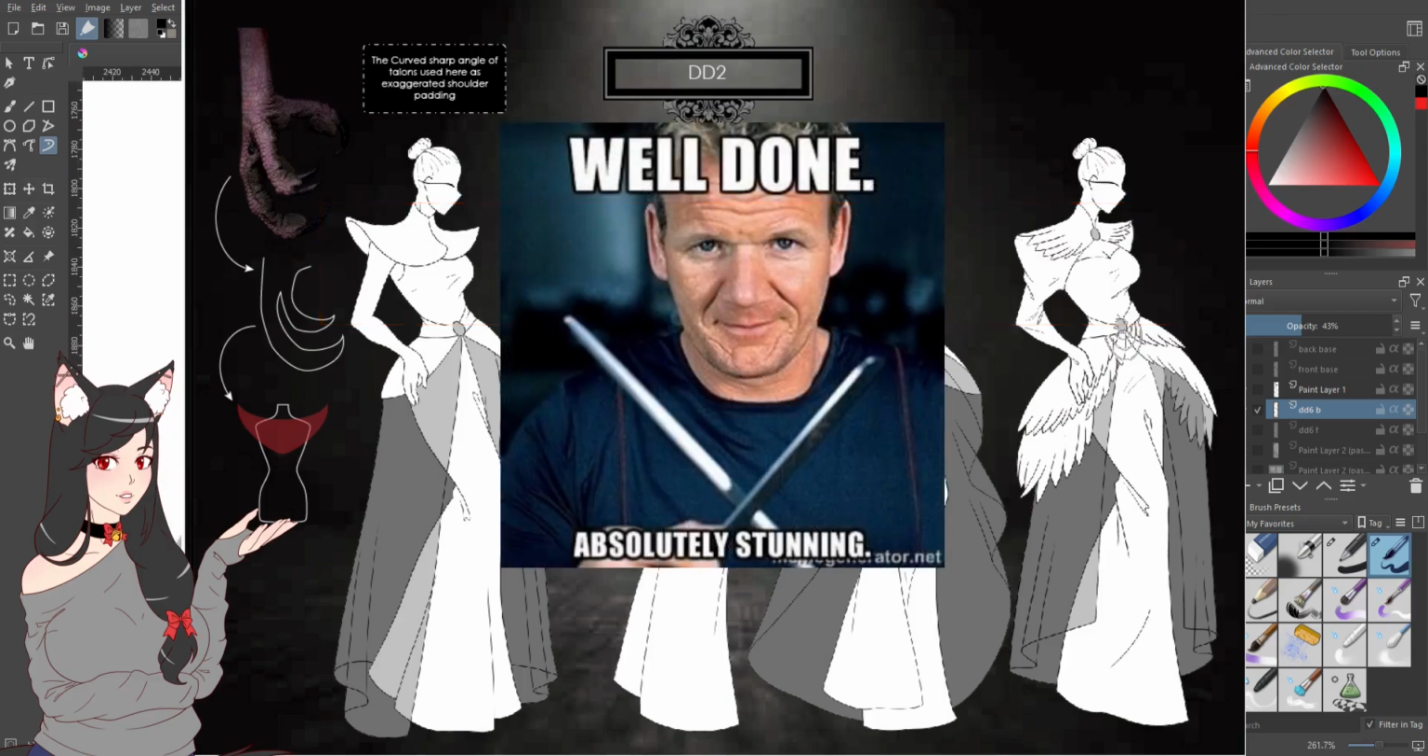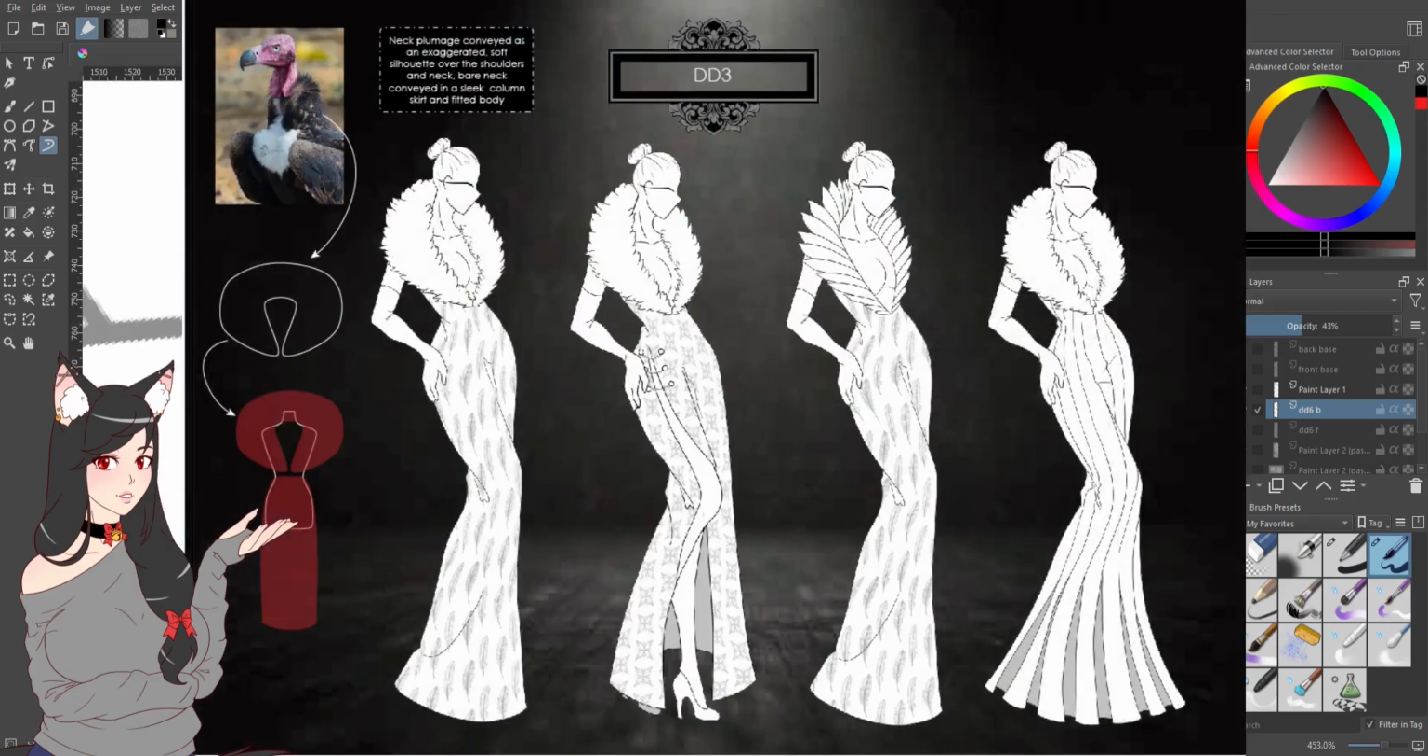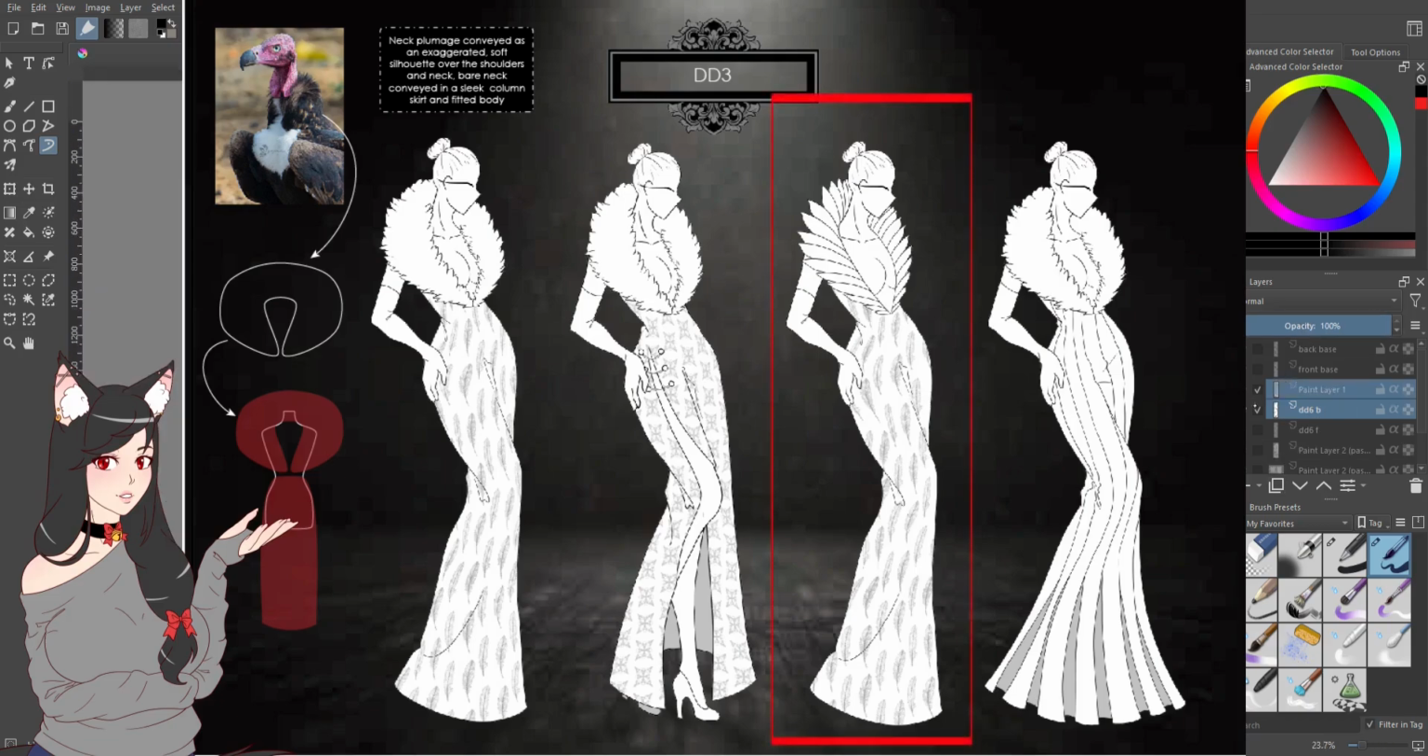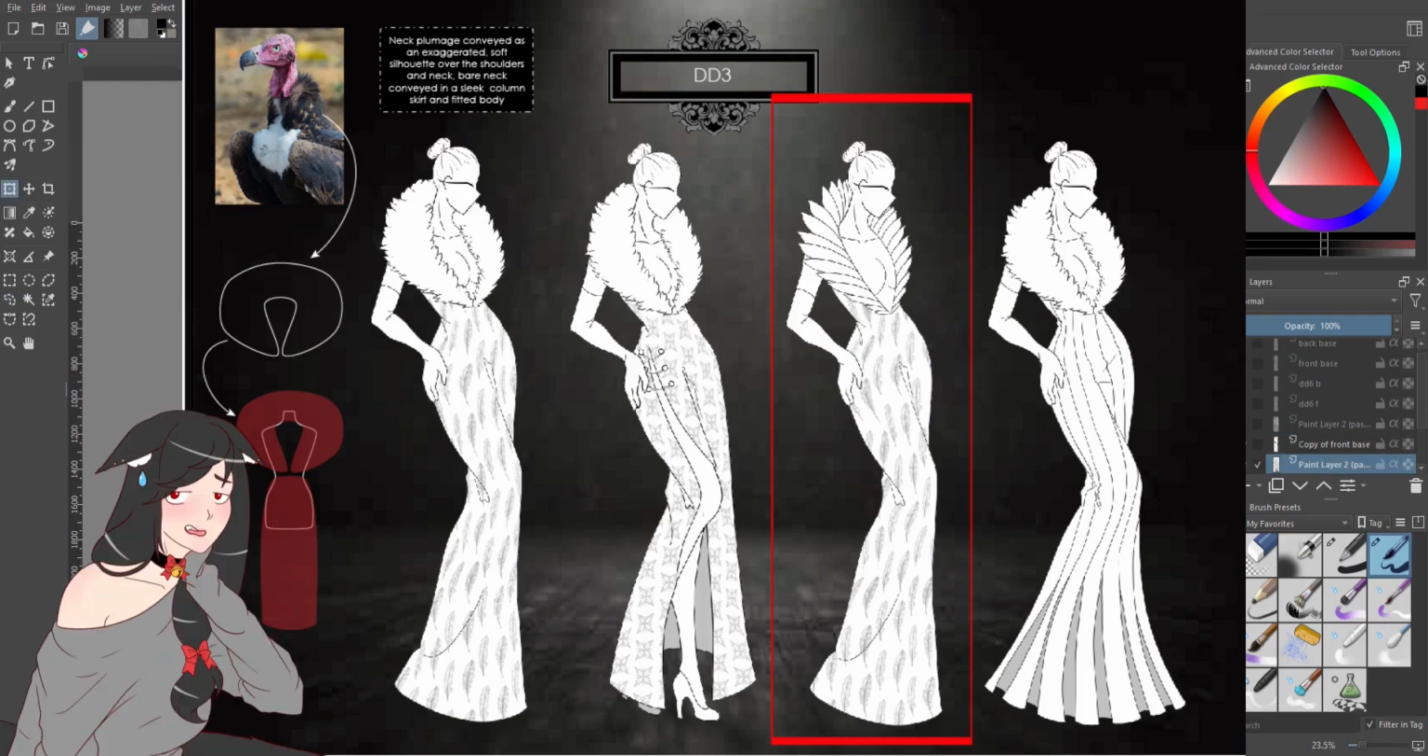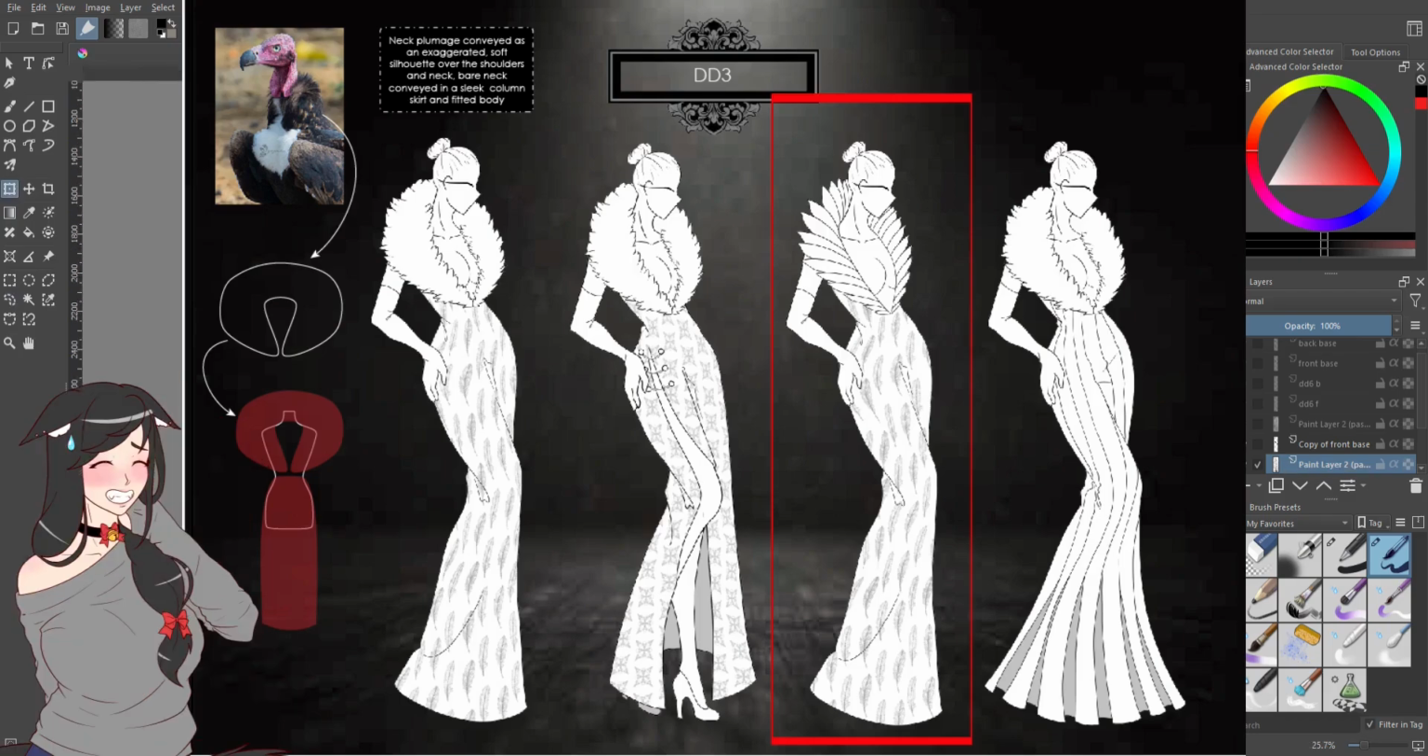They are, again, stunning. With my third design development, or the neck plumage, I did want to try something that doesn't exactly include a feather boa. And I will tell you this right now, I absolutely hated that. I love my feathers. I love my dramatic, bold appearances, so I just stuck with it.